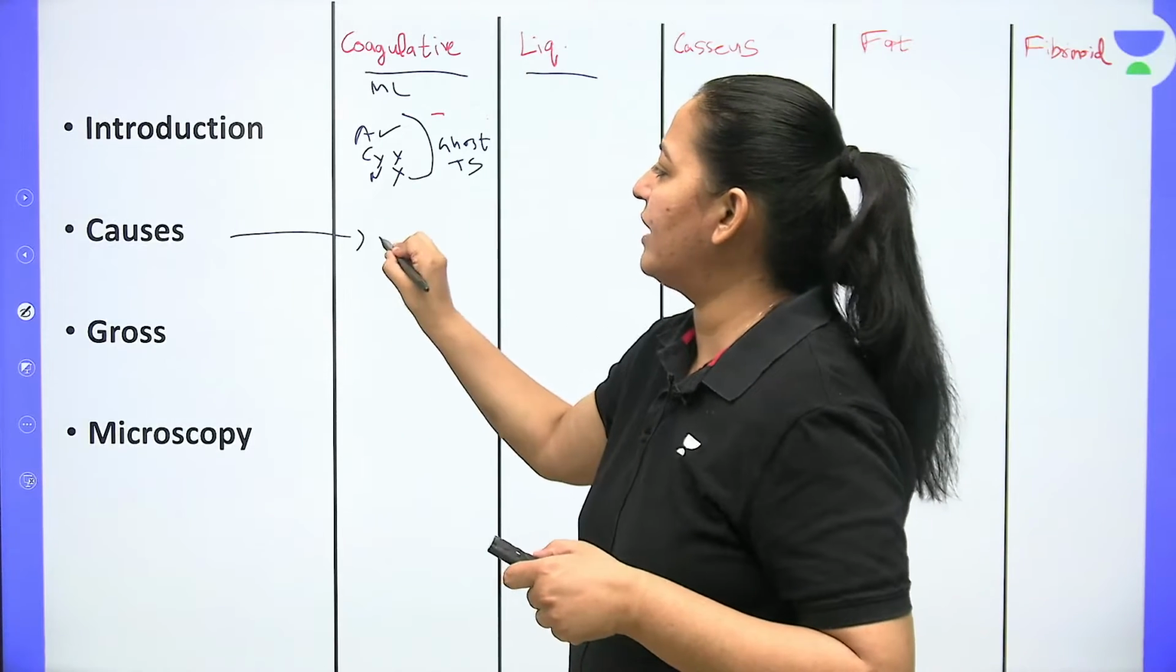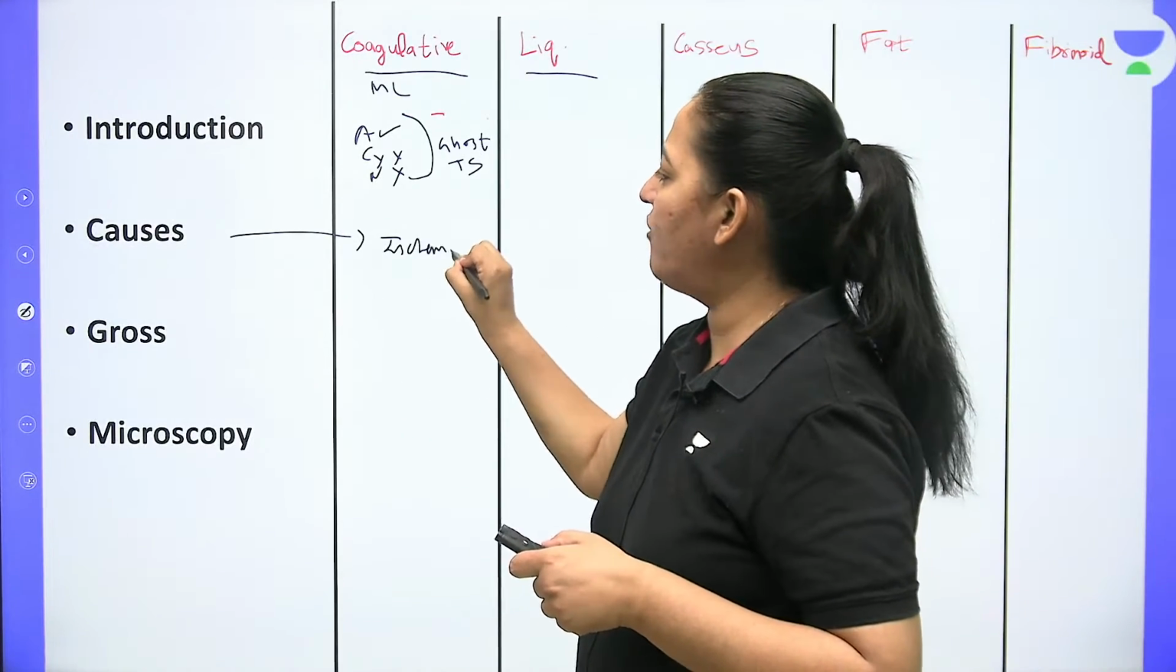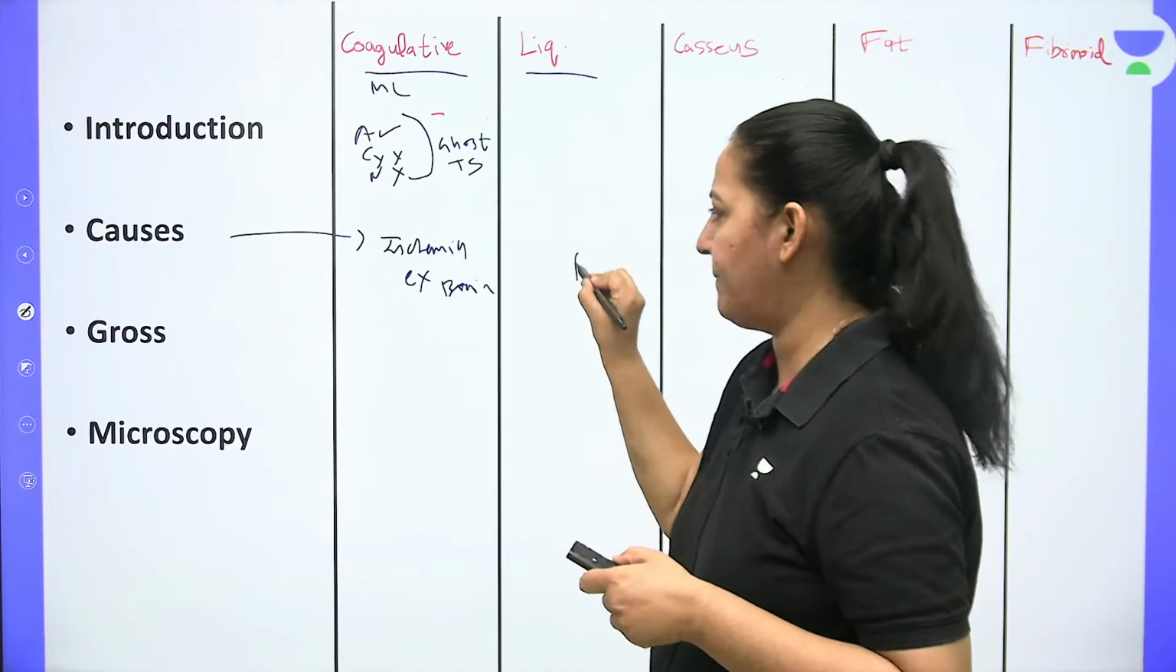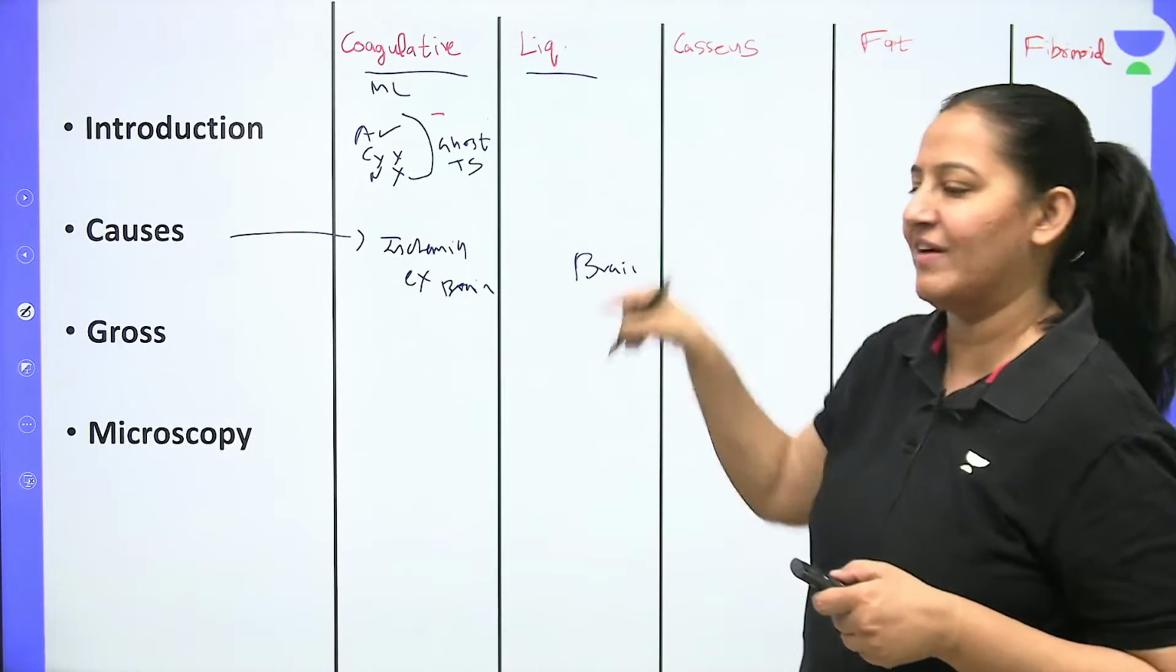In the causes, write down only one cause: ischemia. Ischemia of all organs except brain. Don't forget brain. Except brain. Brain will come here. Ischemia of brain is an example of liquefactive necrosis.